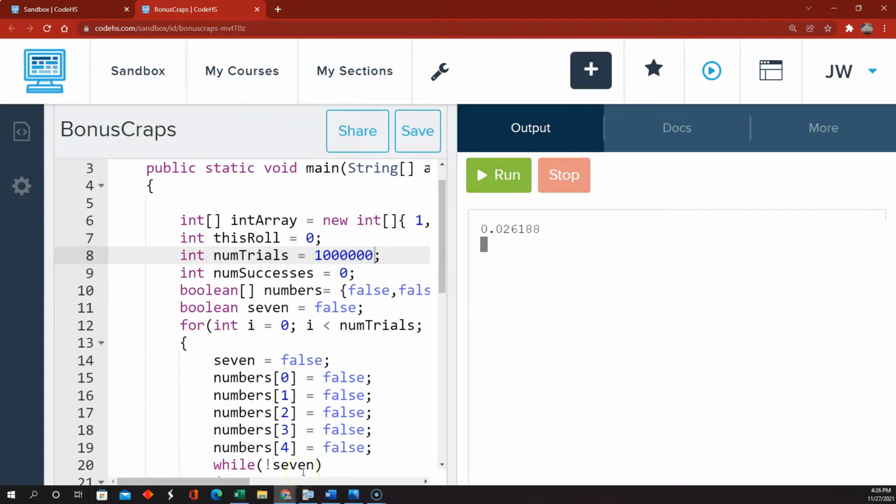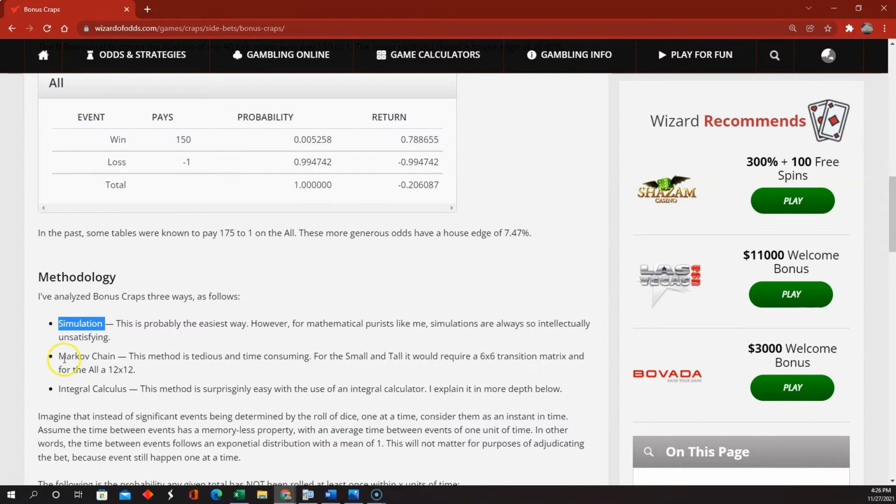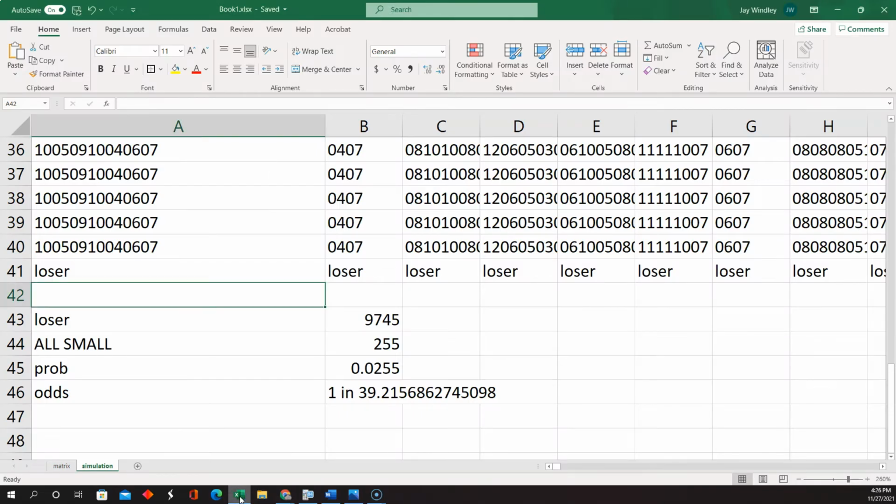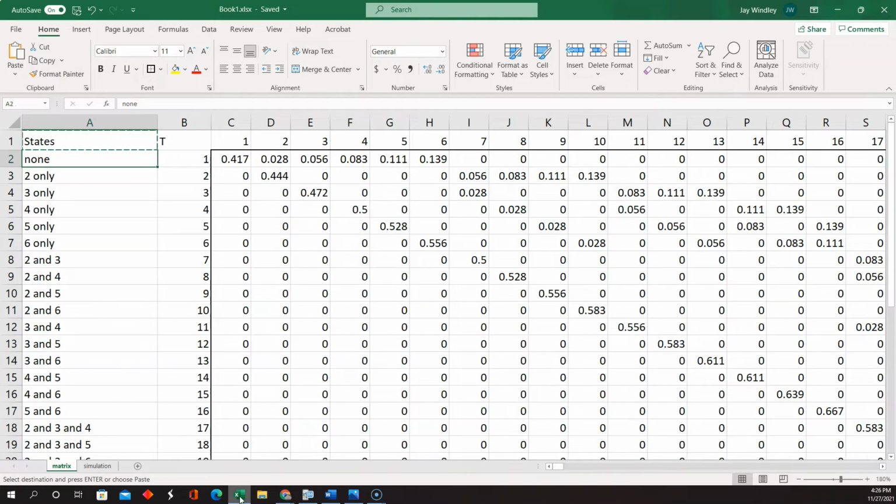The next thing that he mentioned on the website was doing it using a Markov chain. He said to do it for all small would require a 6x6 transition matrix. I could not figure out how to make it happen with a 6x6 transition matrix, so I ended up with a 33x33 transition matrix. What I'm calling state 1 is you haven't hit any of the numbers yet. Or you could have hit a 2 only or a 3 only, and so on. 2 and 3, 5 and 6.